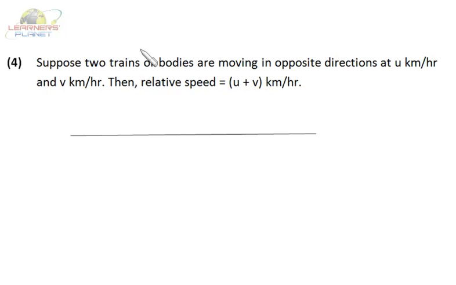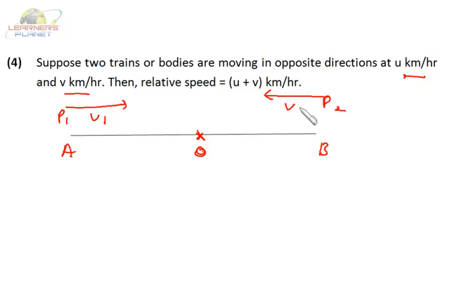Now suppose two trains or bodies are moving in opposite direction at u kilometer per hour and v kilometer per hour, then their relative speed is u plus v kilometer per hour. Suppose this is a point A and this is a point B. Now maybe a person, say P1, is coming from this direction and a person P2 is coming from this direction. Now we have to find out when and where they will meet. Suppose they are meeting somewhere over here. Now suppose speed of P1 is V1 and speed of P2 is V2.